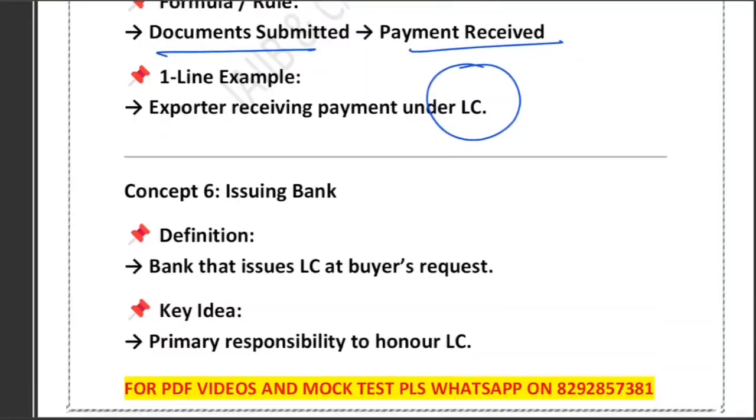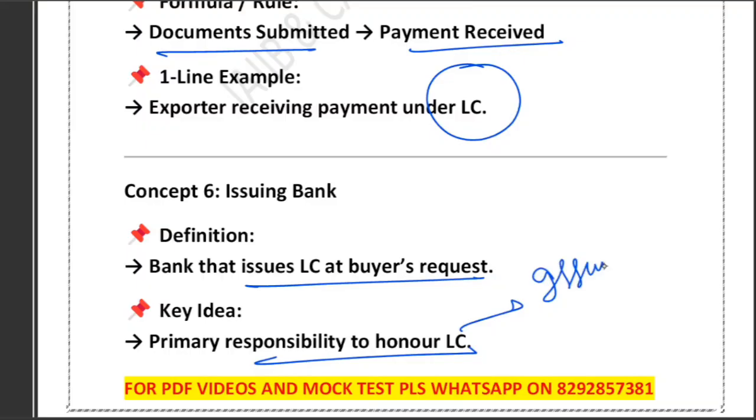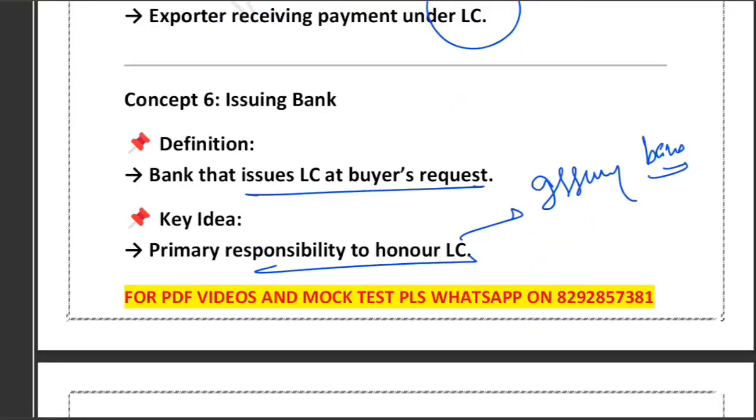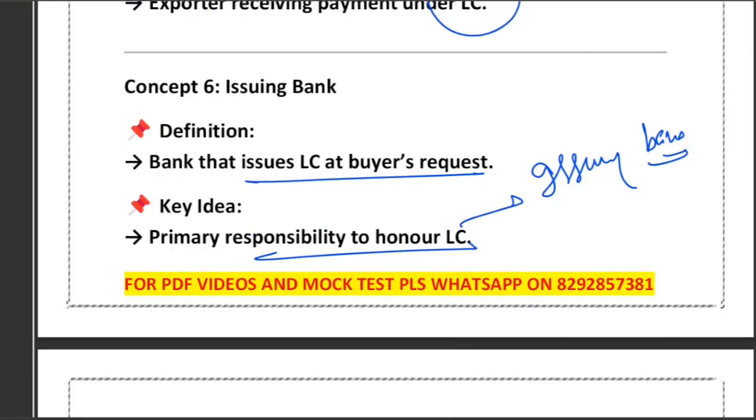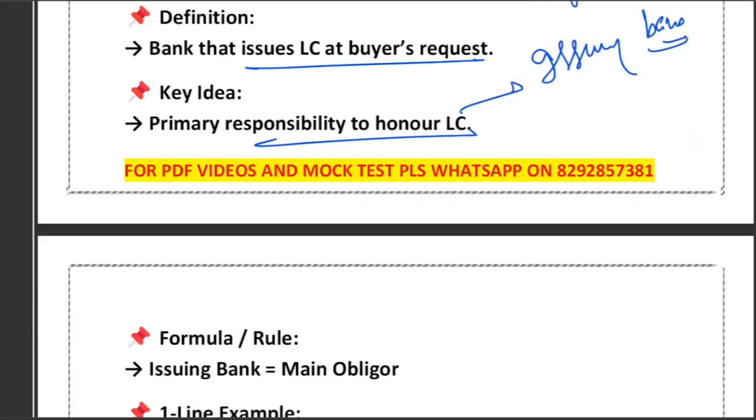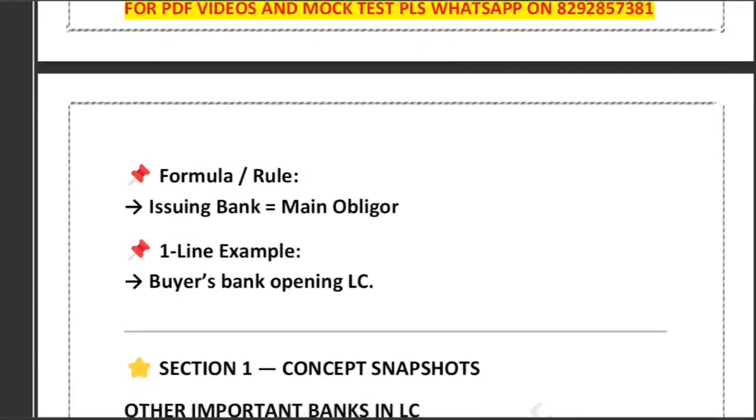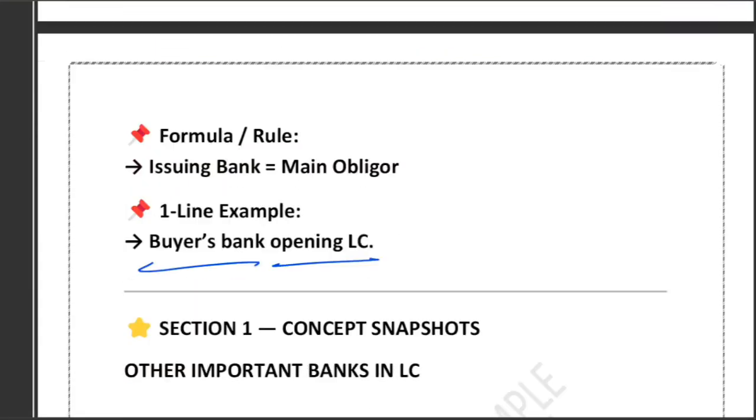What about the issuing bank? See, the issuing bank is the buyer's bank that opens the LC, the bank that issues the LC at the buyer's request. The most important point is that the issuing bank has the primary responsibility to pay. Right? Who has the primary responsibility to pay? The issuing bank has the primary responsibility to honor the LC. So remember, the issuing bank is the main obligor. Right? Who is the main obligor? The issuing bank is the main obligor. For example, the buyer's bank, or issuing bank, opening an LC on the buyer's request.